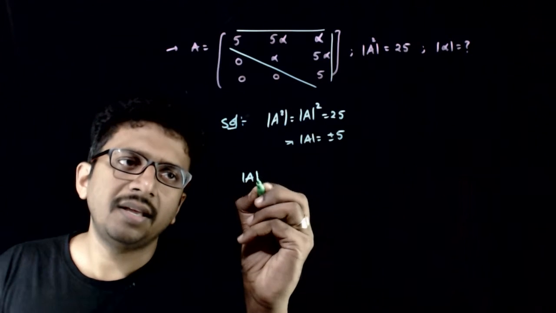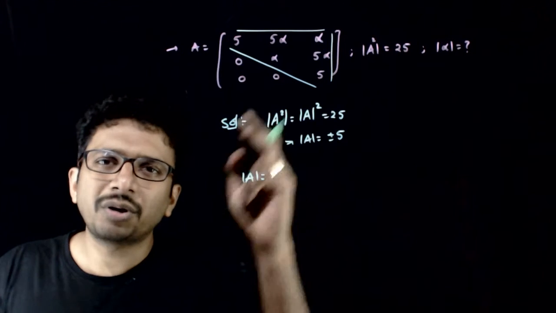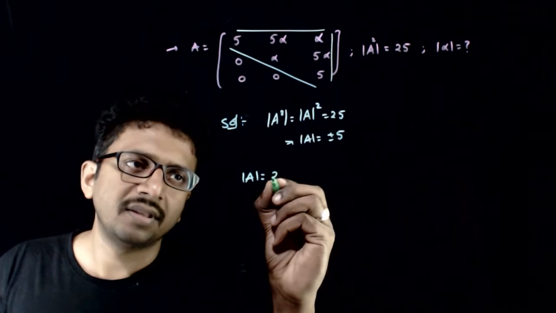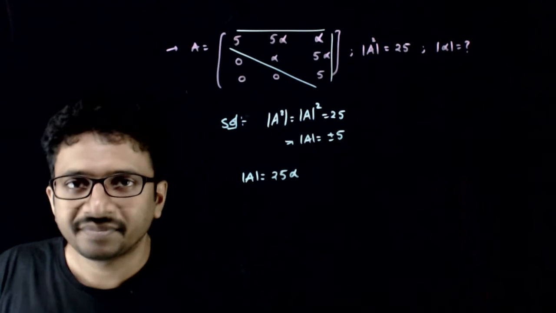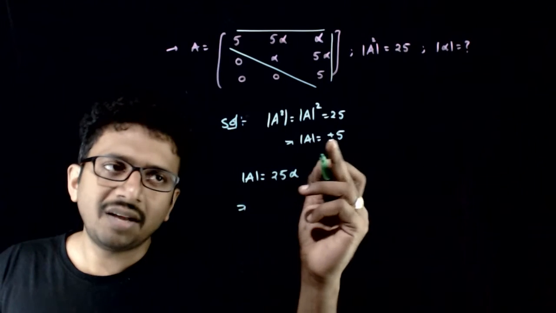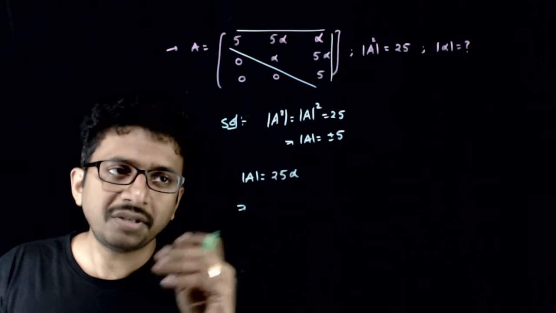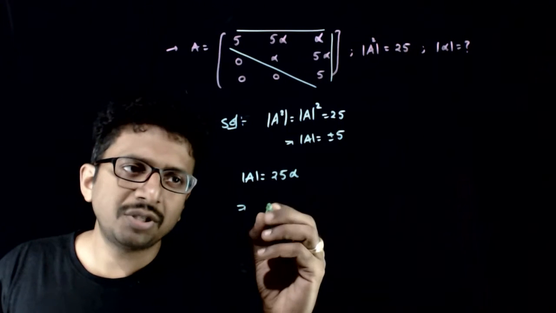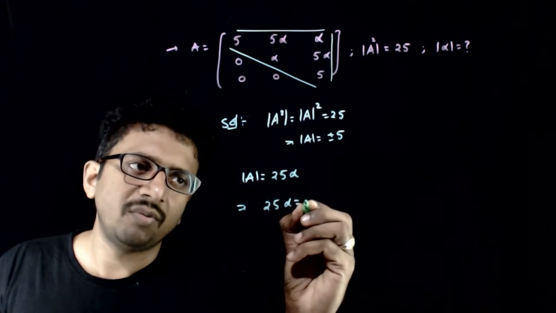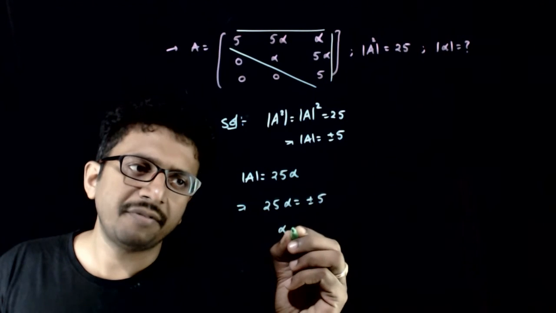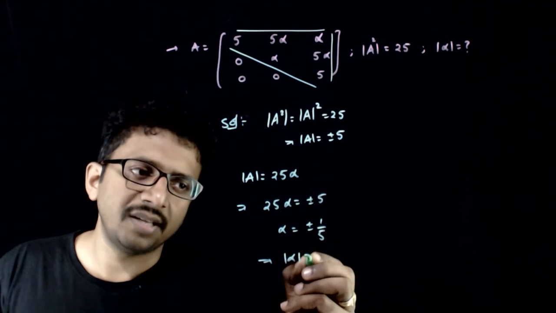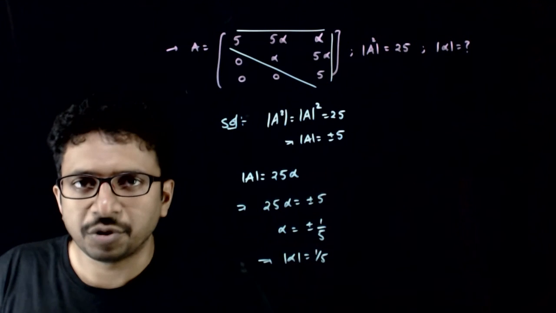So det A is nothing but the product of the diagonal elements. It is 5 into alpha into 5. That is 25 alpha. So det A is equal to plus or minus 5 from the given information. Det A is equal to 25 alpha from this information. So you equate these two. 25 alpha is equal to plus or minus 5. Alpha is equal to plus or minus 1 by 5. This implies mod alpha is equal to 1 by 5 should be the answer.